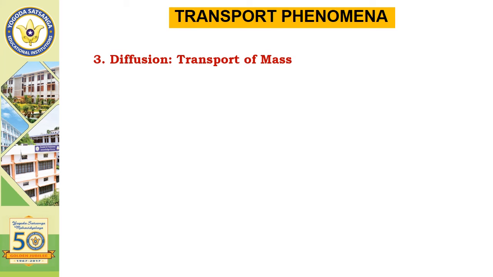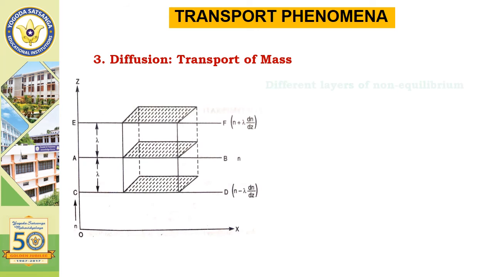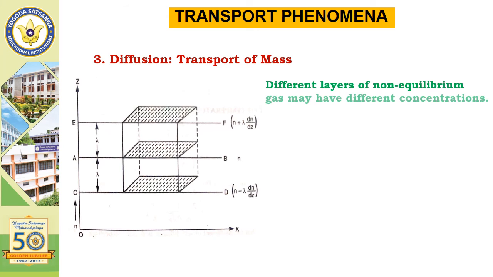Third one is diffusion. In the diffusion process, some molecules move from one place to another. That means there is a motion of mass from one point to another. So diffusion is also a transport phenomenon. We know that the different layers of a non-equilibrium gas have different concentrations. Concentration means number of molecules per unit volume.